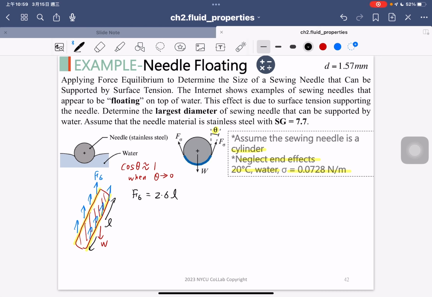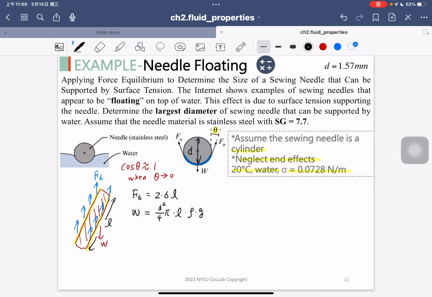Okay, and how about the weight? For the weight, we should consider the cylinder volume. We don't know the diameter of the needle, so we assume the diameter is D. We can compute the area with diameter D as pi D squared over 4, and the volume is that times L, right? And we should multiply by the material density, which is the needle density, and multiply by the gravity g.